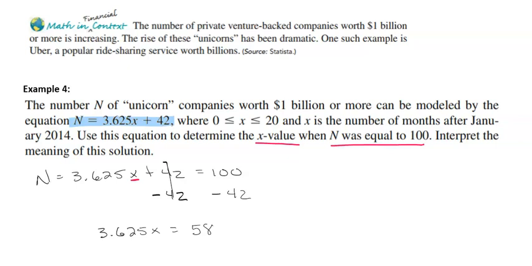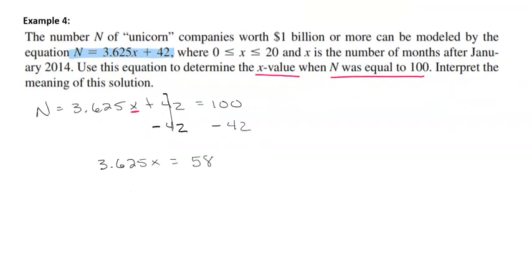All right, so remember we don't subtract 3.625. We divide it because they are multiplied together. It's a coefficient. So we're going to divide both sides by 3.625. And you're going to get x equals, put that in your calculator, and you're going to get 16. So don't stop there, because what does this actually mean? 16 means 16 months after January 2014.